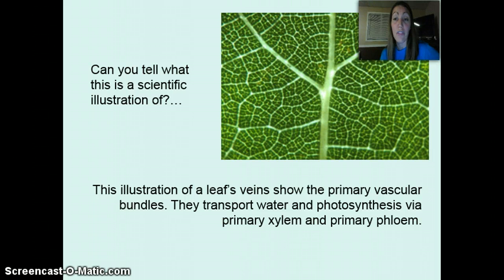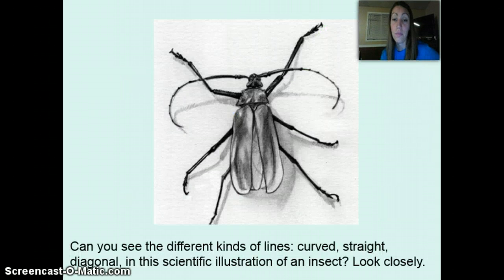Here we have a picture of a leaf. We can see the veins of the leaf, and that'll help us learn about the process of how leaves transport cells and water during photosynthesis. Here's another insect. Okay, you can see the detail on the wings and the legs and the antenna. I mean, it's very, very detailed.